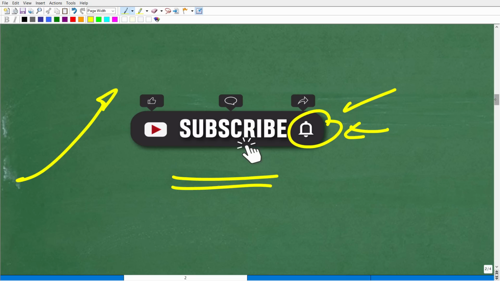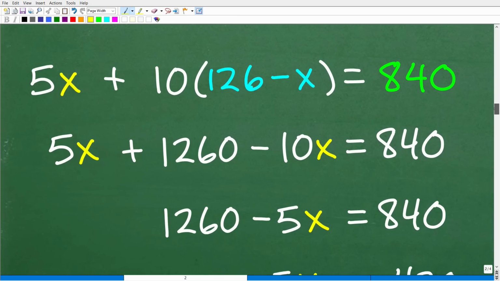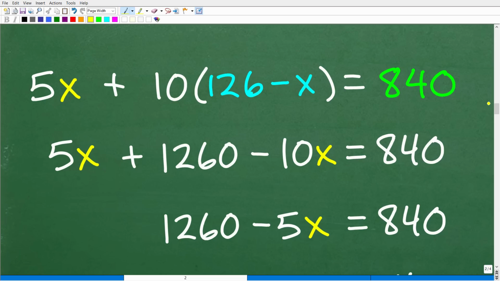Now back to the problem. So here is our lovely equation, 5x plus 10(126 minus x) is equal to 840. So let's go ahead and solve this lovely linear equation. First things first, right here, we have a distributive property situation, so we need to take care of this. So 10 times 126 is going to be 1260, and then this 10 times that minus x is going to be negative 10x.